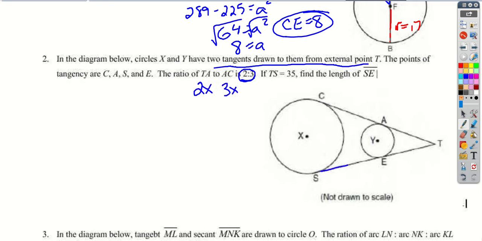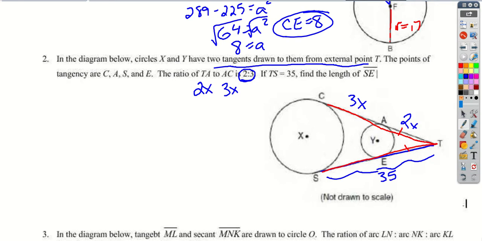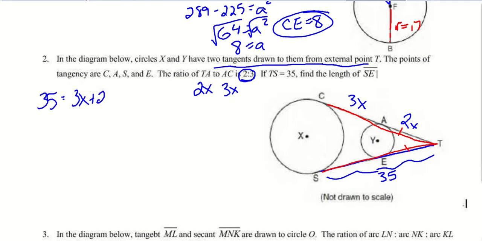All right, now we know this entire line, TS, actually has a length of 35. So TA is 2x and AC is 3x, and so this is our hat rule. If these 2 tangent lines come from the same point outside the circle, then they have to be equal. So we know that 35 is equal to 3x plus 2x, and then we can solve. So 35 is equal to 5x, which means x is going to equal 7 when we're all said and done after we divide out.